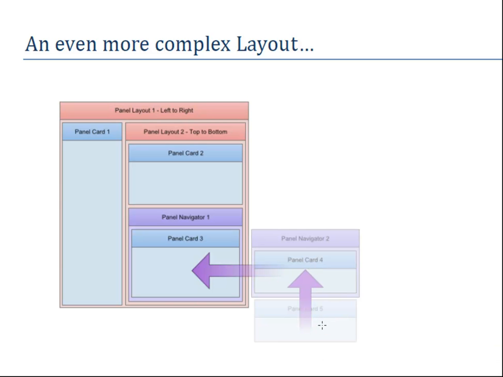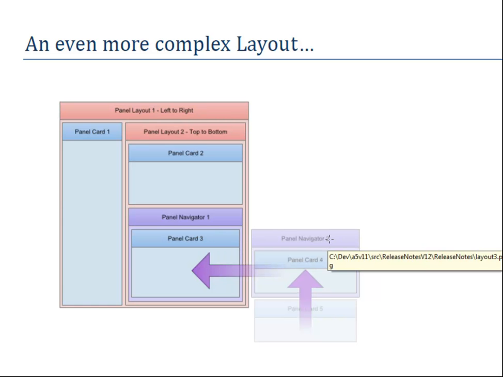So let's take a look now at what's going to happen when we actually were to display this layout on a mobile device. So initially what we would see is panel card 1, panel card 2 and panel card 3. But panel card 3 is inside a navigator, and this navigator's flow direction has been set to left to right. So now if the user swipes on panel card 3, then panel navigator 2 will come into view. So panel card 3 will move off screen, and panel navigator 2 will move on screen.